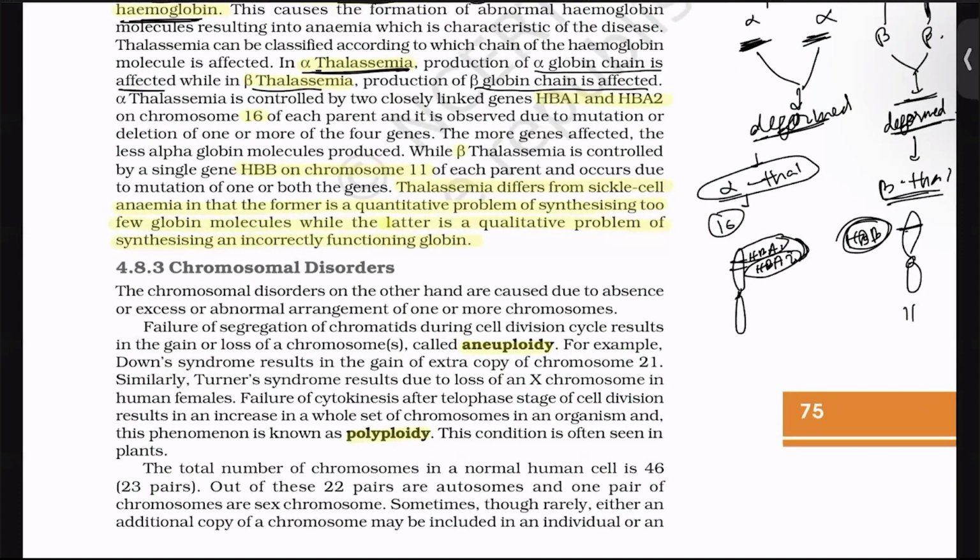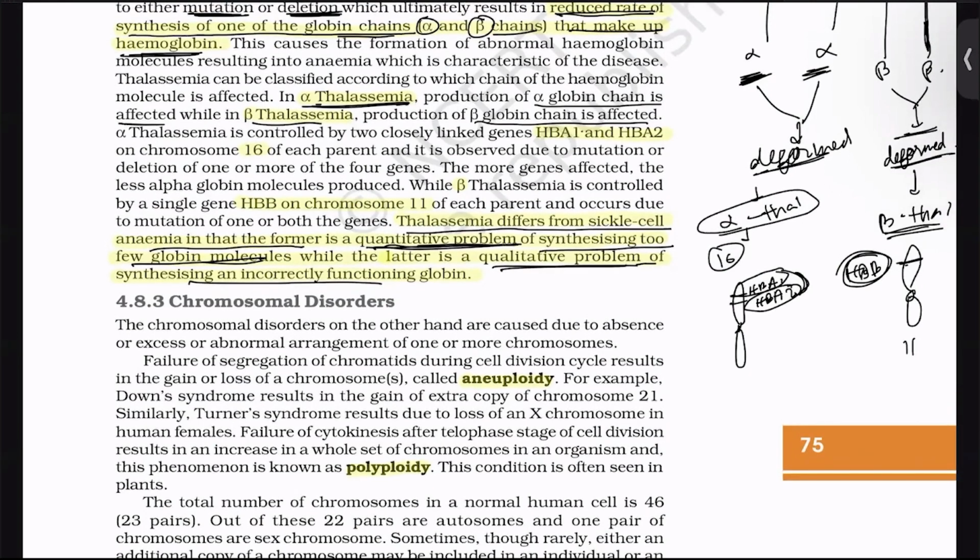And thalassemia differs from sickle cell anemia in that thalassemia is a quantitative problem of synthesis of too few globin molecules, while sickle cell anemia is a qualitative problem. So what does it mean? In thalassemia, if only one gene is getting mutated, the effect of thalassemia will be less potent than when both of the genes are getting mutated. When both genes are mutated, the expression of the disease will be more.